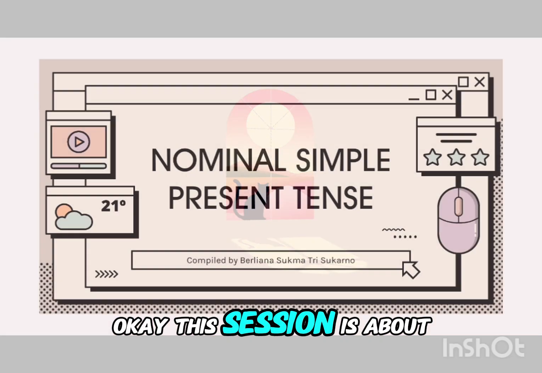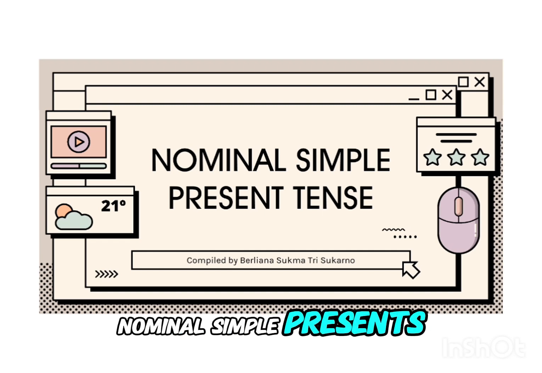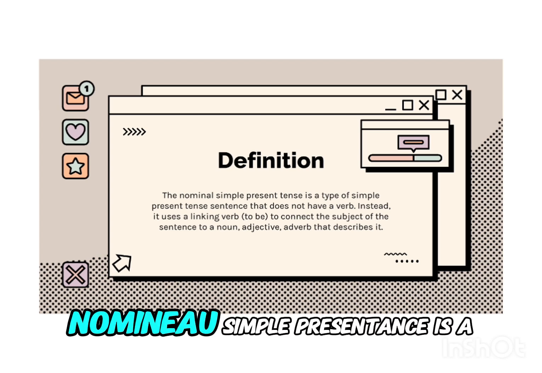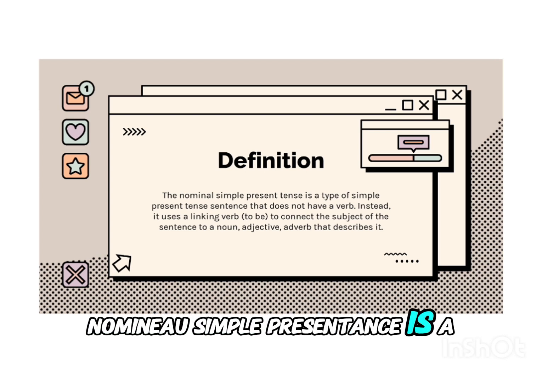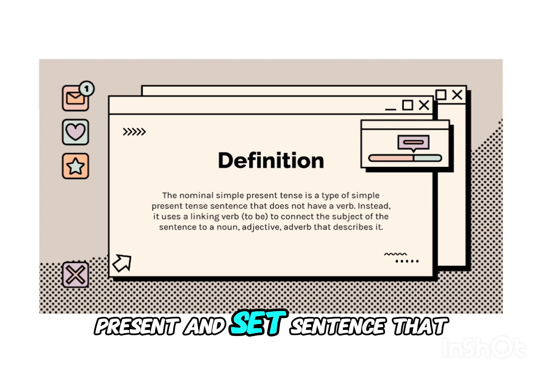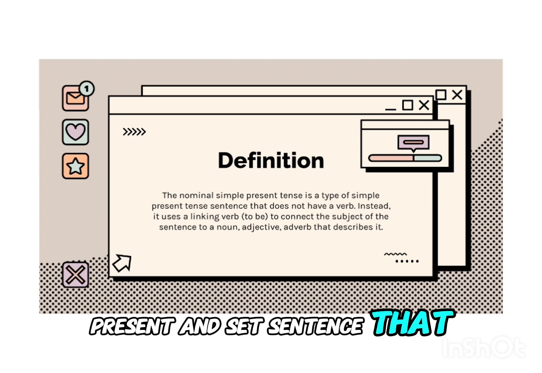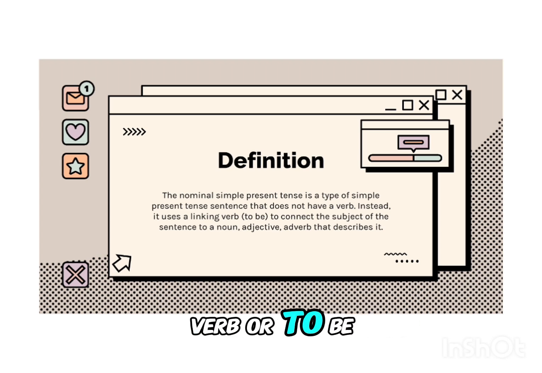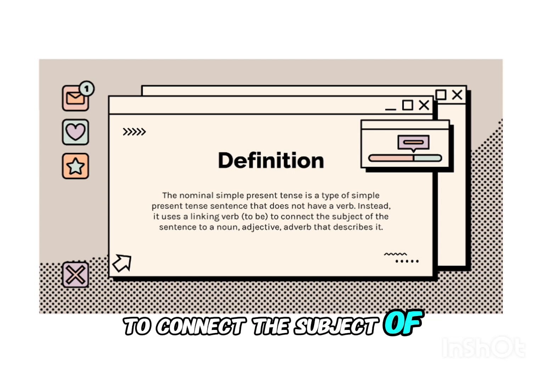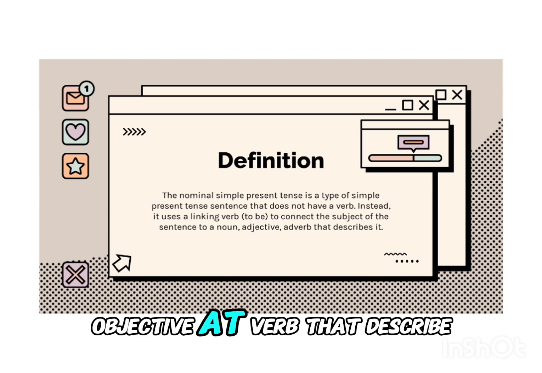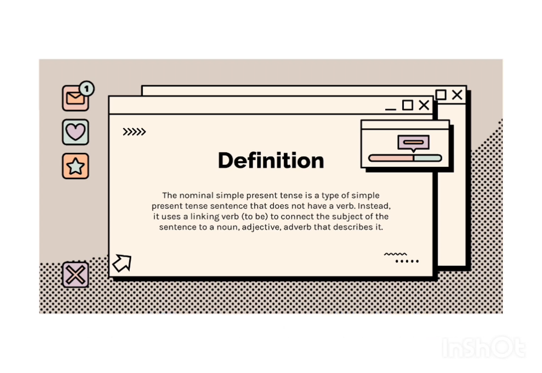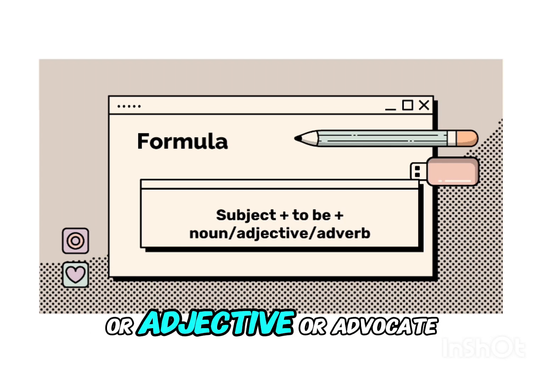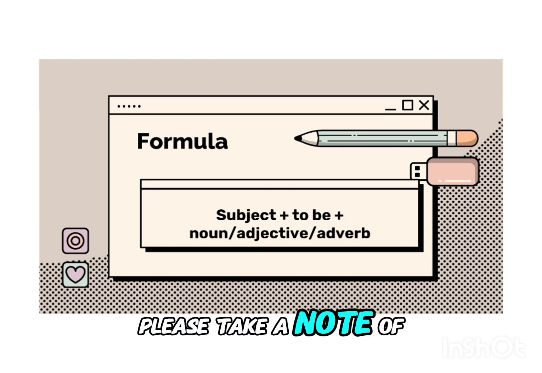Okay, this session is about nominal simple present tense. As we know, nominal simple present tense is a type of simple present tense sentence that does not have a verb. Instead, it uses a linking verb or to be to connect the subject of the sentence to a noun, adjective, or adverb that describes it. So the formula is subject plus to be plus noun or adjective or adverb. Please take a note of this formula.